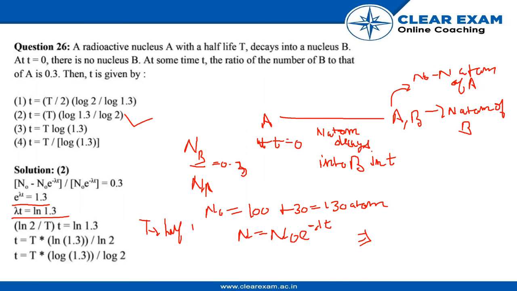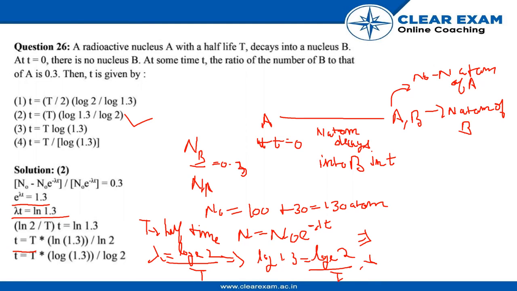And so similarly, if T is the half-life, then lambda is equal to log e 2 by T. Which implies log 1.3 is equal to log e 2 by T into t. So it would be t is equal to T into log 1.3 by log 2.